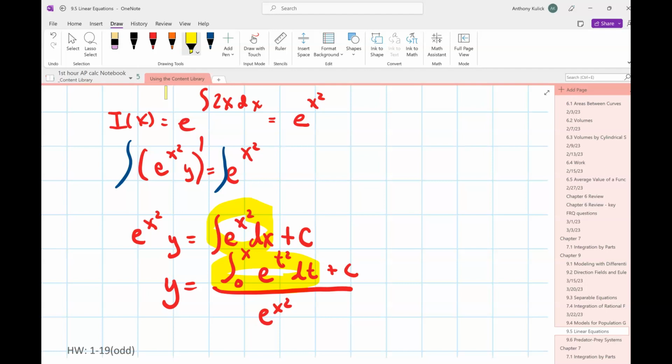So that's 9.5. We're going to do 9.4 next time. That'll be it for chapter 9. So we'll probably do a review day next week and then take the chapter 9 test, which will put us on track for review for the last couple days of March and then into April before the exam.